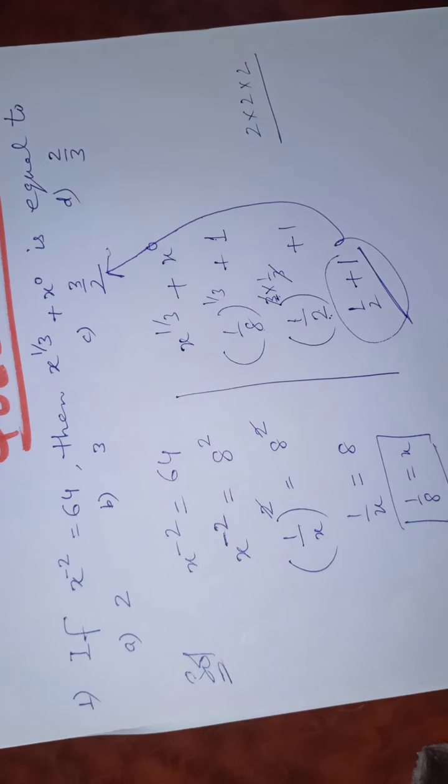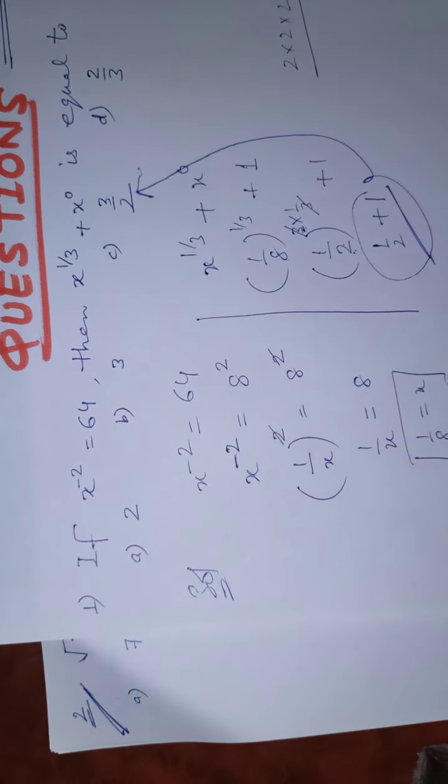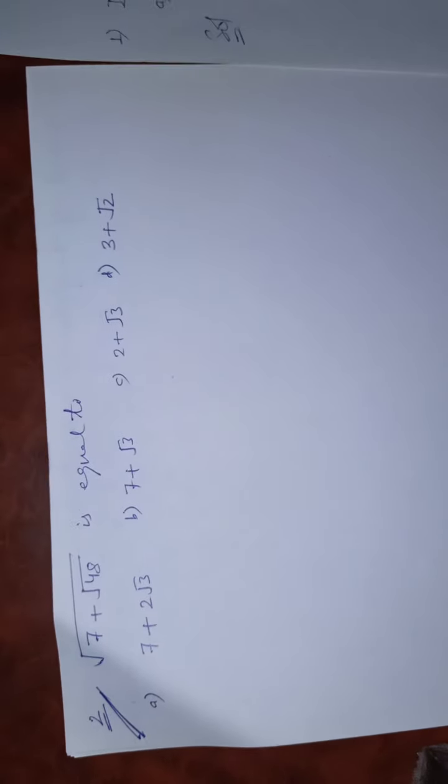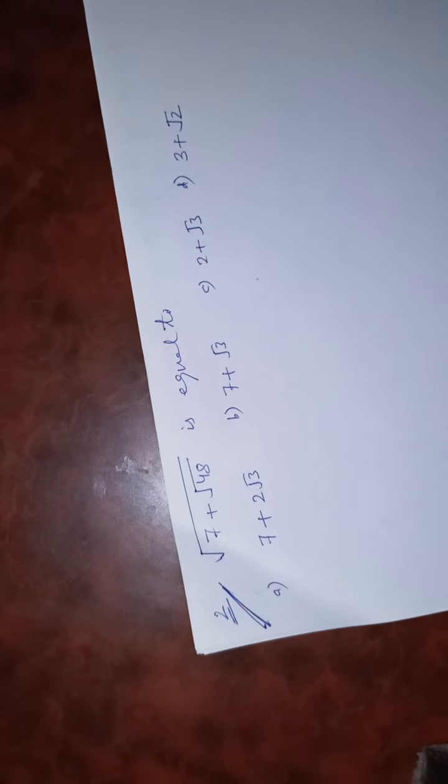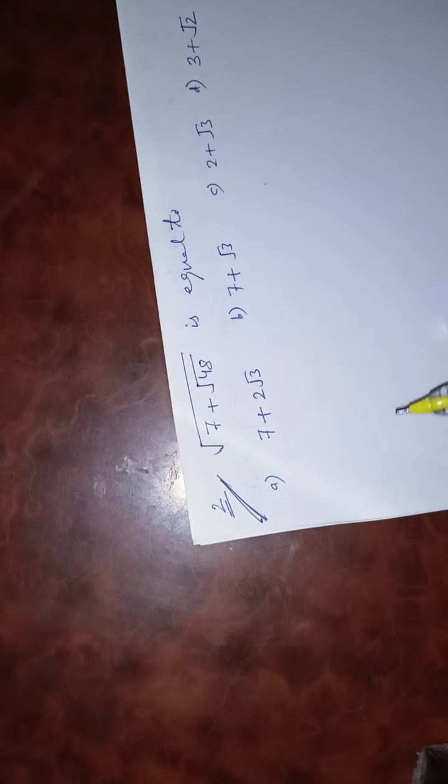So you can see that in 2 minutes we can solve the question easily, and I was telling you, that's why I have taken a lot of time. So let's move to question number 2. Now here the question is, root 7 plus root 48 is equal to what?